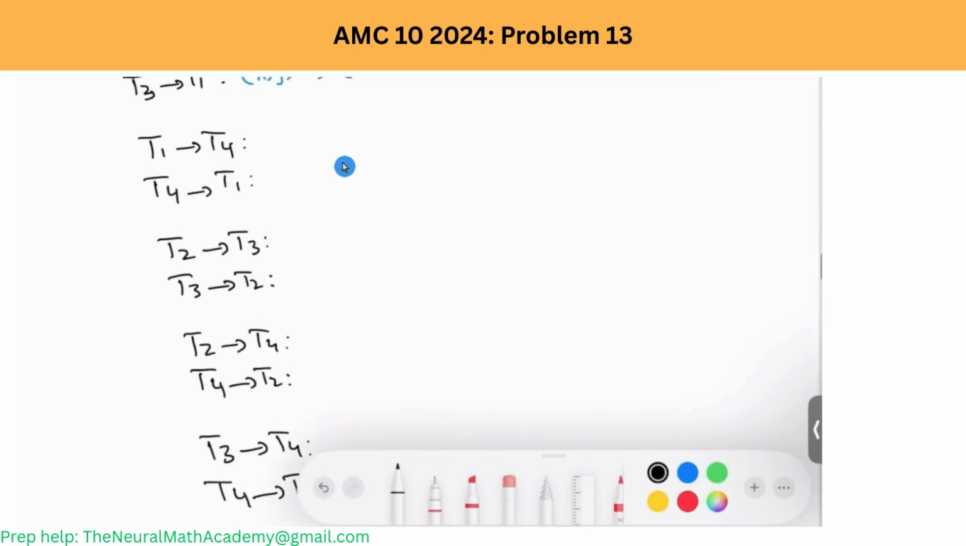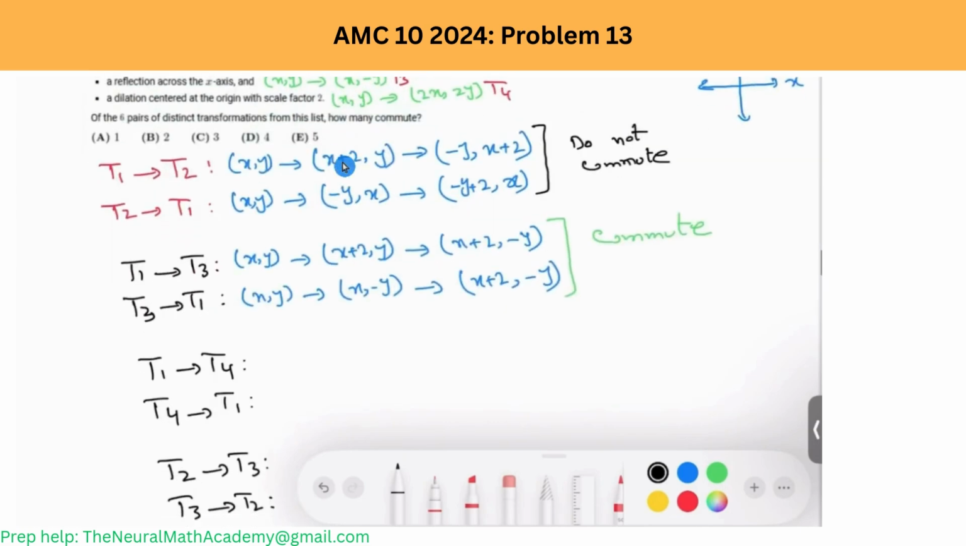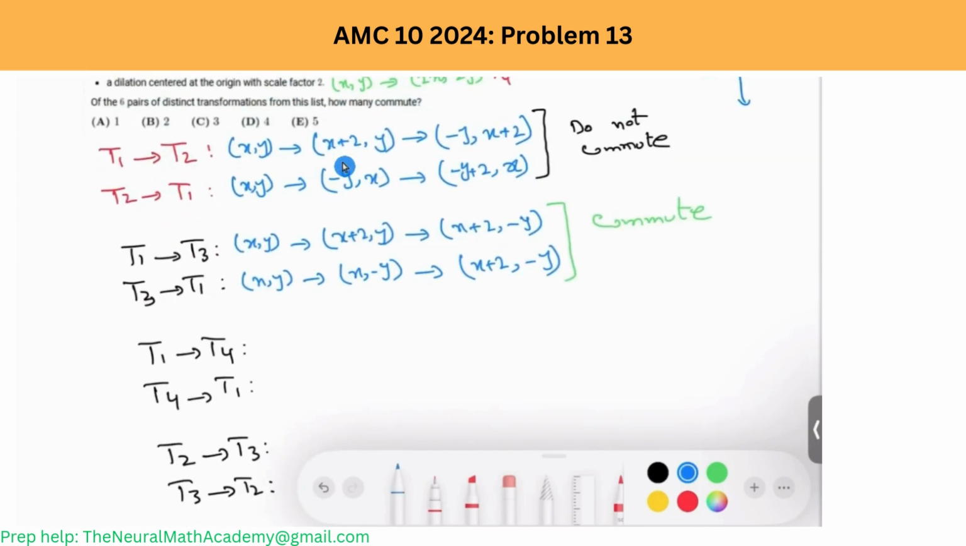If you check all the pairs, then you will find out that the pairs that commute are actually three. So the answer will be C. But I'm leaving it to you to solve. If you have any question, then write it in the comment section, and then I can explain there.